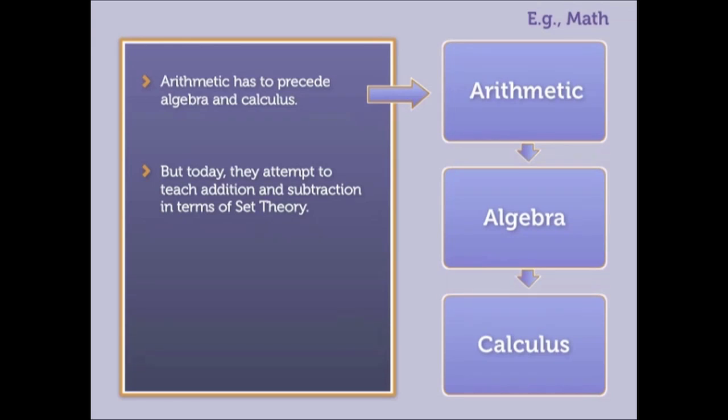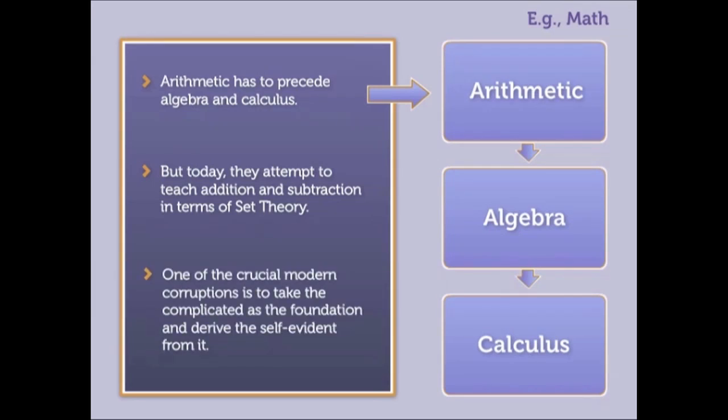But this is full of material on what they are doing in the teaching of math that would not only make your hair stand on end, it would make it actually fall off. And one of their crucial corruptions in the modern attempt is to collapse the hierarchical nature, to take the incredibly abstruse and complicated as the foundation and derive the self-evident from it. And the result is you can't do a better thing to explode and destroy the child's mind.